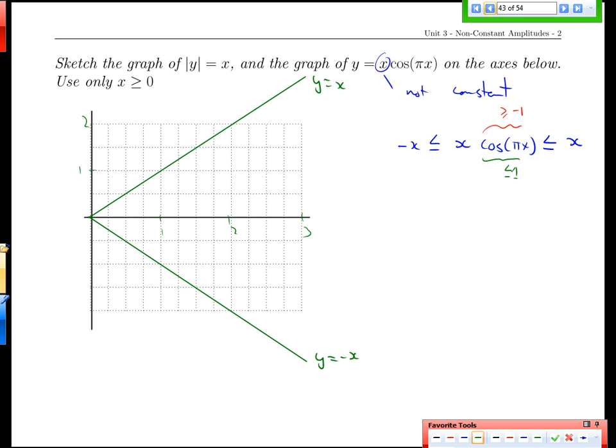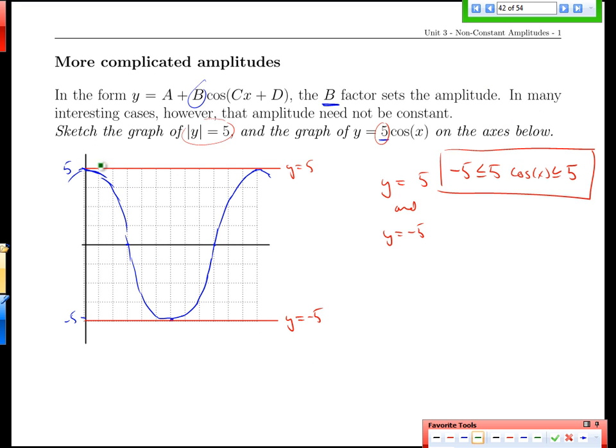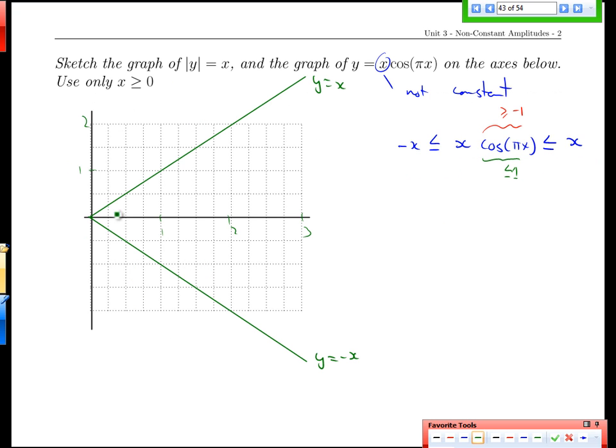Going to go back one slide. The graph of y equals 5 and y equals negative 5 was the boundary for 5 cos of x. The graph of y equals x and the graph of y equals negative x is going to be the boundary for x cos of pi x. Let's see how that works out. Make a quick note about the period. We put this pi in here to make the period nice. The period would be 2 pi divided by the multiplier, so a period of 2.